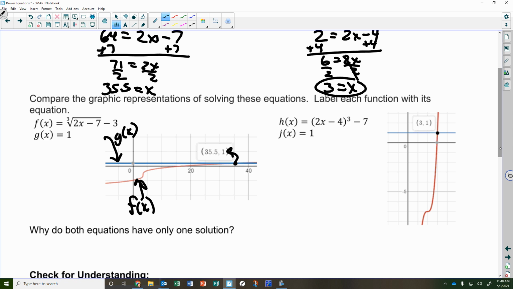Okay. And the other one, you can see the cube function. So the cubic root is kind of the S sideways, where the cube is kind of vertical. You see the point of intersection right there at 3, 1, and 3 was our solution there. So the x part is 3. And again, the blue line is j of x, and the red line is h of x. And why do both equations only have one solution? Because they only have one point of intersection.